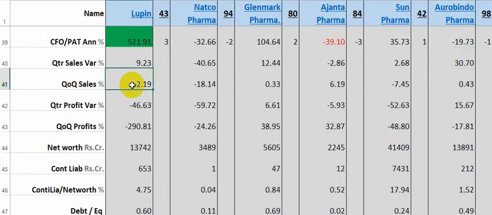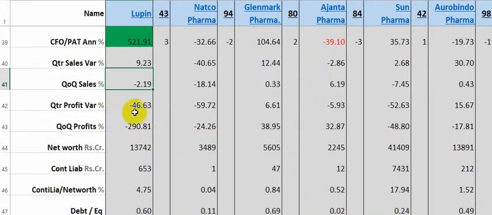Looking at the quarter on quarter, that is December to March quarter, there was a slight degrowth in sales, or the sales fell by 2.19% for Lupin. Natco Pharma's sales dropped by 18%. Most of the company's sales were growing at a very marginal rate, except Ajanta Pharma, which managed to gain 6.19%, although year on year it had a fall in its sales by 2.86%.